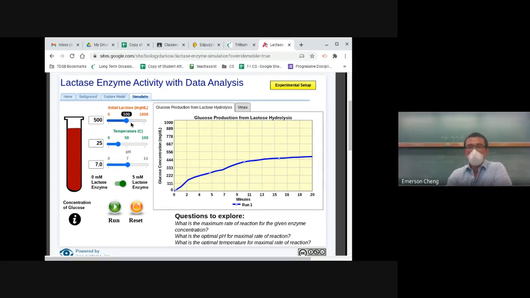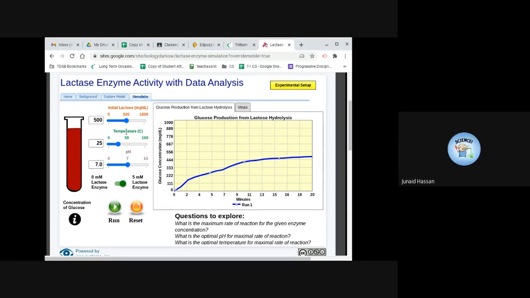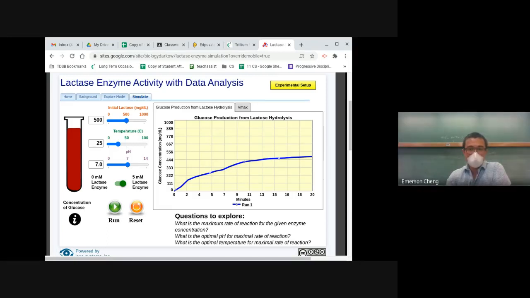I have a quick question. Is galactose also a glucose? No, lactose is a disaccharide. It is made up of two simple sugars, galactose and glucose, connected together. Okay, thank you.